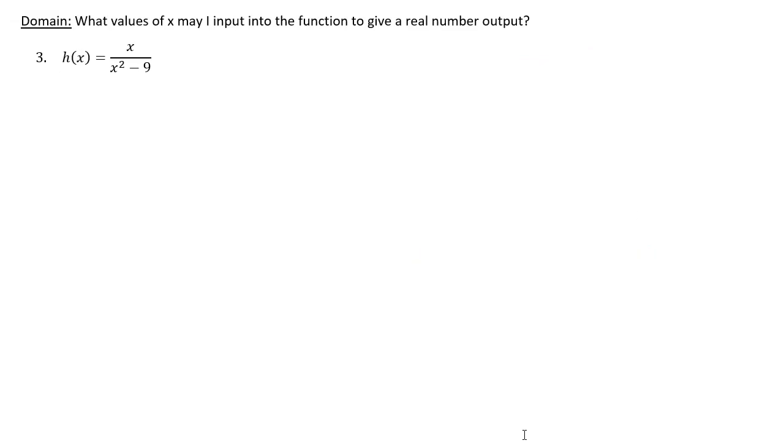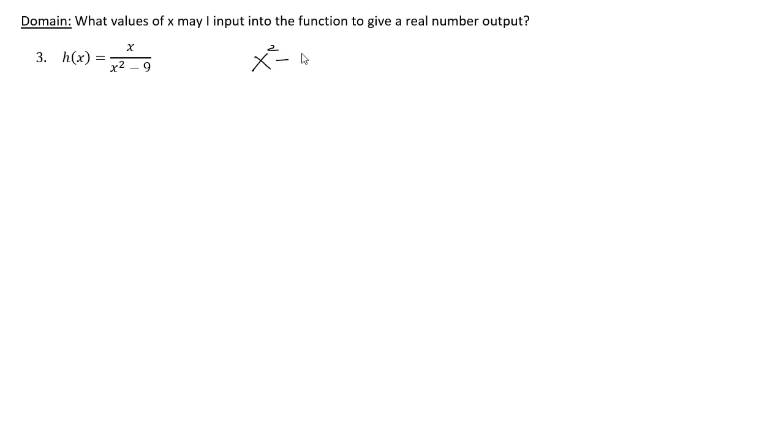So when you're doing a domain problem, you want to ask yourself, what values of x may I input into the function that will give a real number output? Are there any values I have to exclude because they'll make the function undefined or not a real number? So in this case, because it's h of x equals x divided by the quantity x squared minus 9, I've got to worry about a divide by 0 problem.